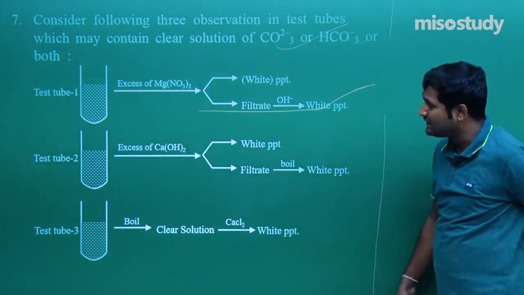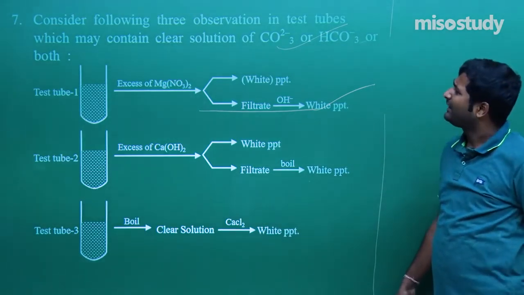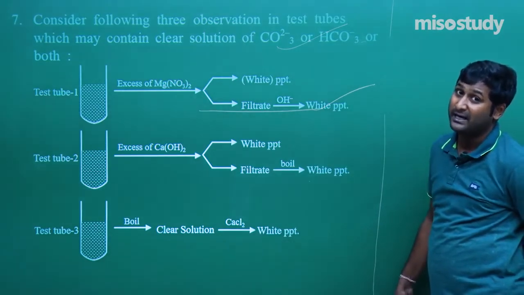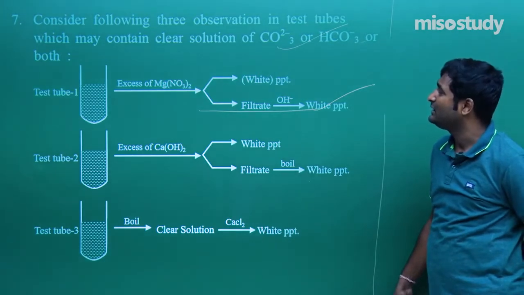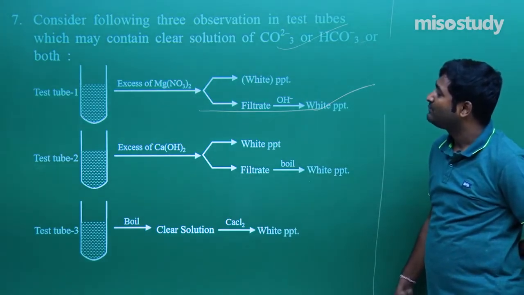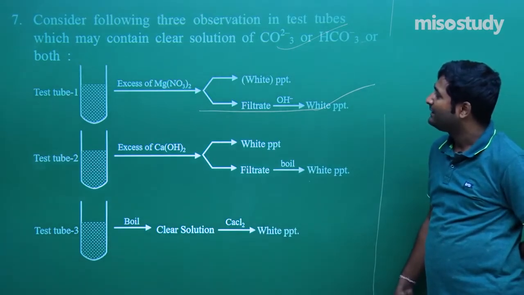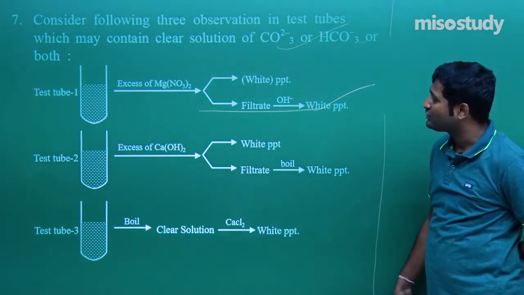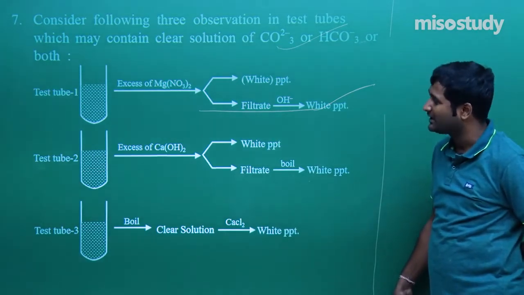Again I am repeating, check it out. Treatment with MgNO3. If I take any carbonate, then what will happen? Replacement takes place, and white PPT, that is MgCO3, forms, and the reaction again proceeds. But in case of Ca(OH)2, no such reaction takes place. Boiling, no such reaction takes place.